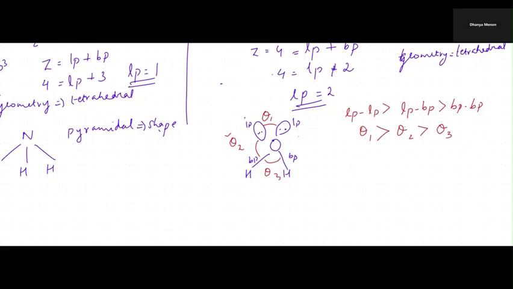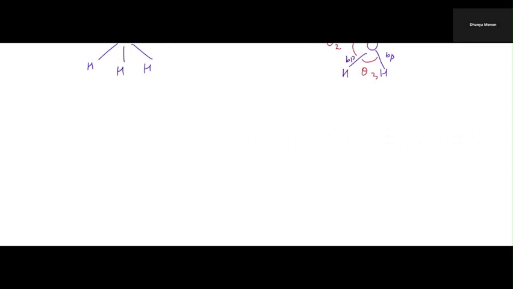Similarly, if I take CH3 minus, the Z value is half of, carbon is 4, plus there's no positive charge, but there's one negative charge I have to add, plus 3 monovalent hydrogens, so 8 by 2, which is 4. So Z is equal to 4, that means it is sp3 hybridization. Geometry is tetrahedral.